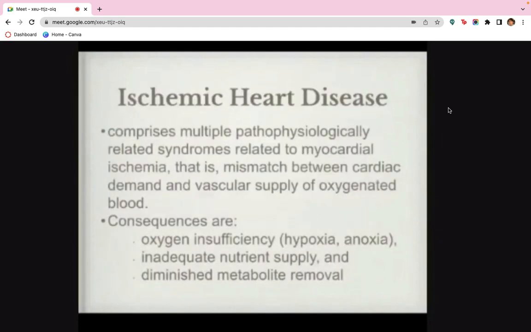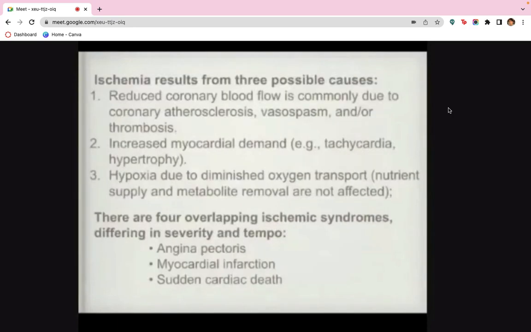Next, we have ischemic heart disease. It is a group of multiple pathophysiologically related syndromes related to myocardial ischemia, a mismatch between cardiac demand and vascular supply of oxygenated blood. The consequences are oxygen insufficiency, hypoxia or anoxia, that can lead to cellular death in the near future because of the depletion of oxygenated blood. There is inadequate nutrition in the area, and diminished metabolite removal.